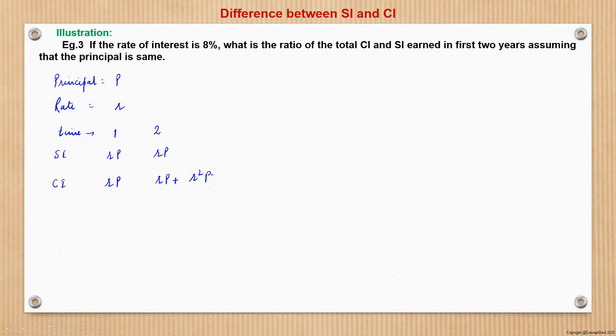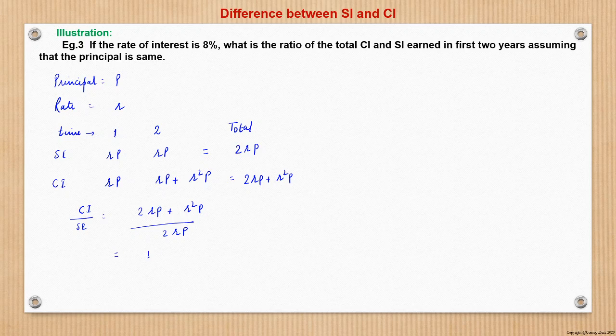Now if the rate of interest is 8%, what is the ratio of the total CI and SI? So total CI and SI, here the total becomes 2RP, and here it becomes 2RP plus R square P. So the ratio of CI to SI is 2RP plus R square P upon 2RP.